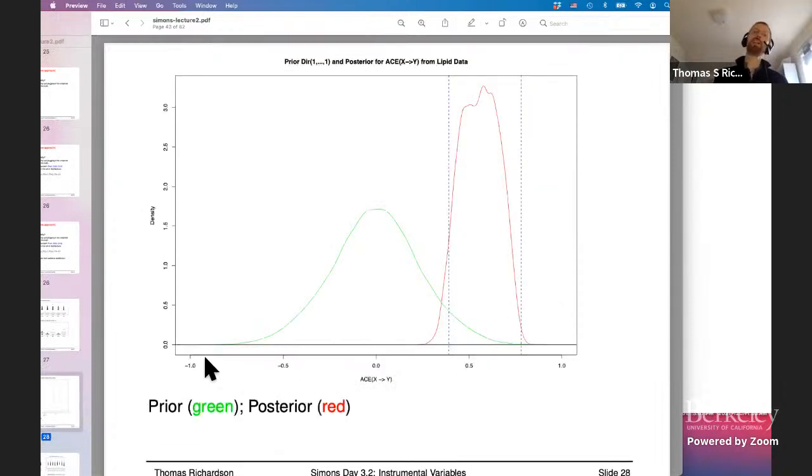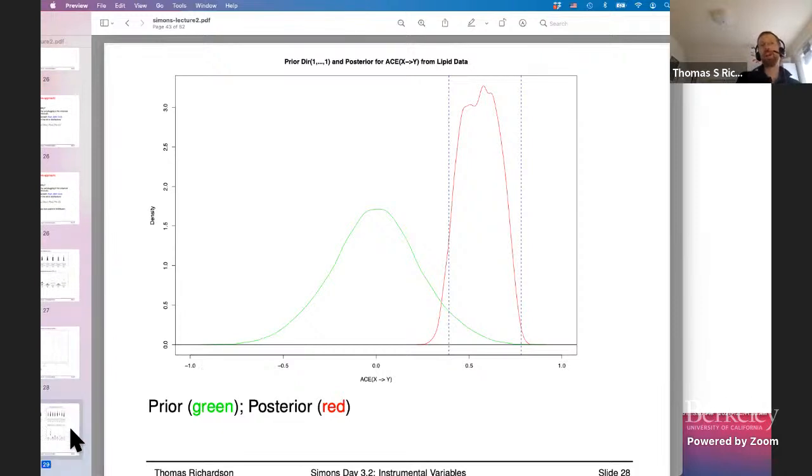Okay, so here we're looking at the average causal effect from the lipid data. And it lives on -1 to 1. The green curve here is the prior distribution before we see any data. The red curve here is the posterior. And these dotted lines here are the upper and lower bounds that we would get from just plugging the empirical distribution into Pearl's bounds.